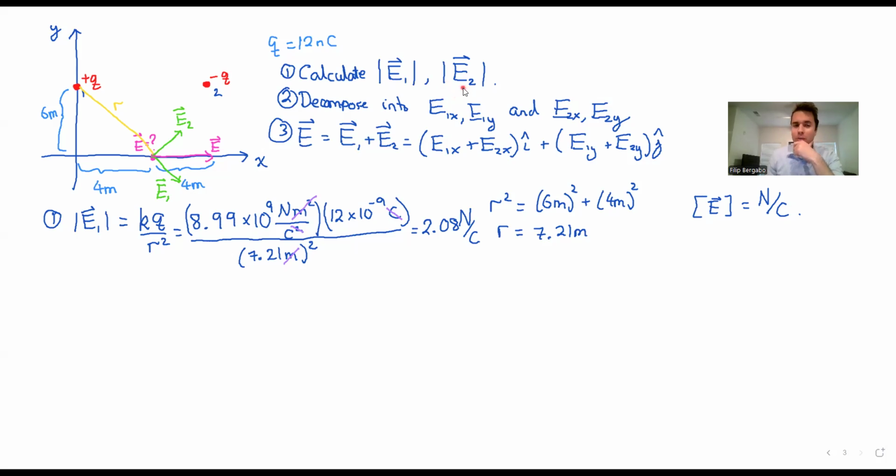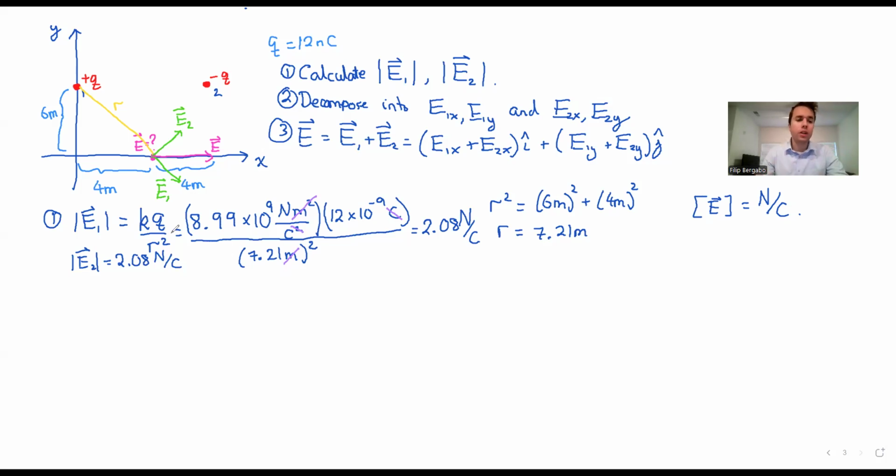But if you think about it for a second, you'll recognize the distance is the same, the charge is the same except negative, but that's not going to matter for calculating a magnitude. And of course, K is the same, so E2 magnitude is going to be the same as E1 magnitude. So we can skip doing that calculation since we already essentially did it. So let's put here as well that E2 is also 2.08 newtons per coulomb.